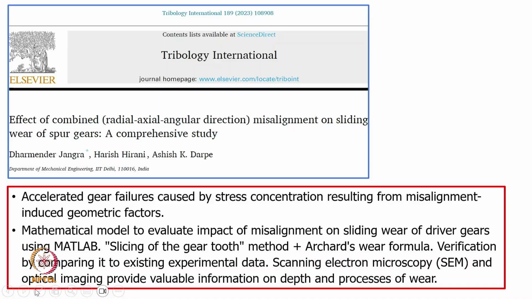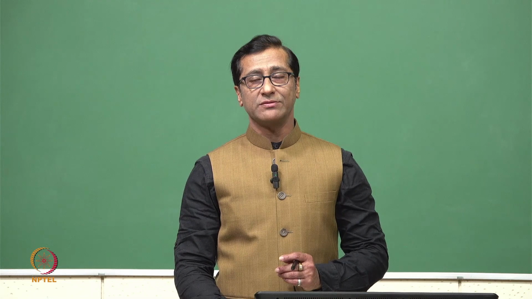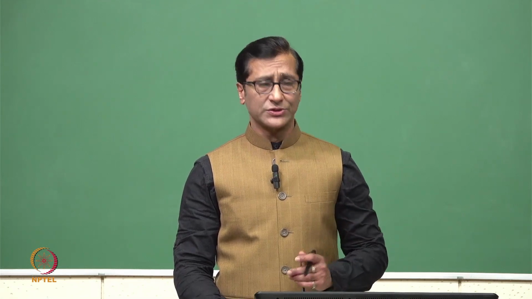But before that, let me give one reference, a publication from 2023 in Tribology International. We tried to figure out what the wear of spur gears will be, and of course we used a stress factor in that. That is what we call an accelerated wear test. We implemented some misalignment in the radial, axial, and angular directions. So in that we did an accelerated gear failure caused by stress concentration resulting from misalignment, because misalignment causes high stress levels or stress concentration.